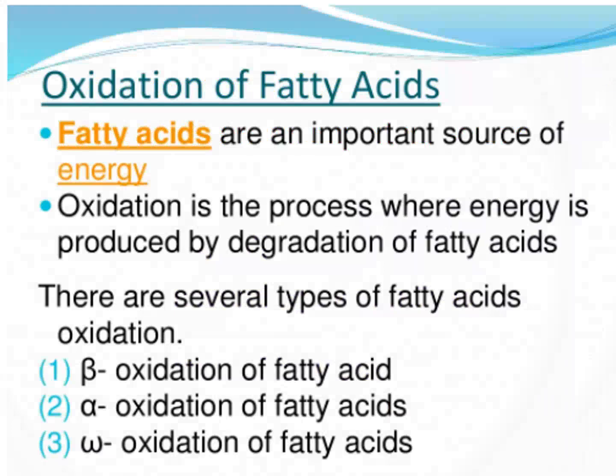In this presentation, I am going to explain in detail about the oxidation of fatty acids. As we all know, fatty acids are an important source of energy for our body to function. Oxidation is the process where energy is produced by degradation of fatty acids. There are several types of fatty acid oxidation that take place in our body: beta, gamma and alpha, of which beta oxidation is an important process, and we will see about beta oxidation in detail.